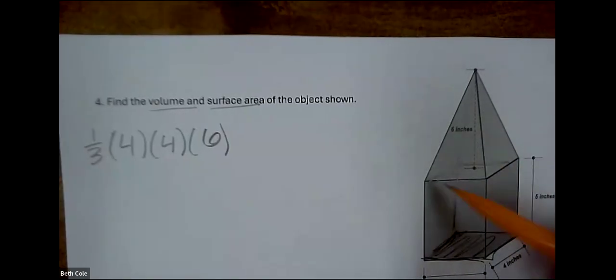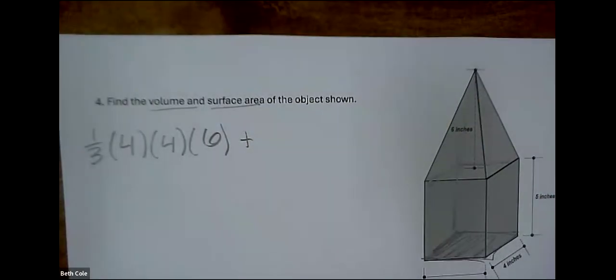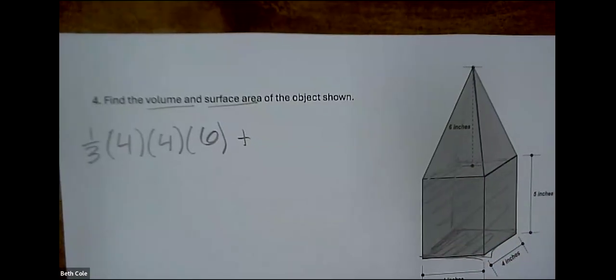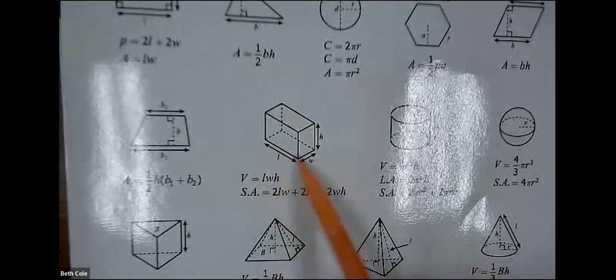All right, so that's the pyramid here on the top. Plus, now we're going to do the box that's on the bottom. That's the easiest one. If you find the one that looks like a Christmas present on here, what is your volume?